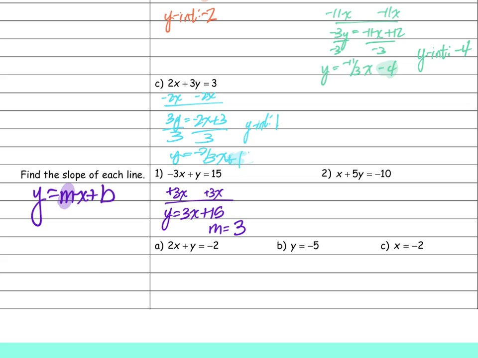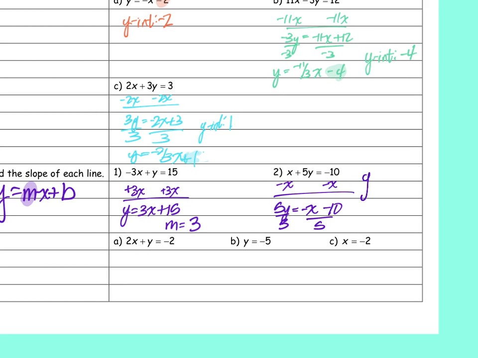For number 2, again, I'm going to subtract x, and I get 5y equals negative x minus 10. Divide by 5, so y is going to equal negative 1/5 x minus 2. So my slope is the number with x, which is here. So m is going to be negative 1/5. Questions? Are we okay so far?